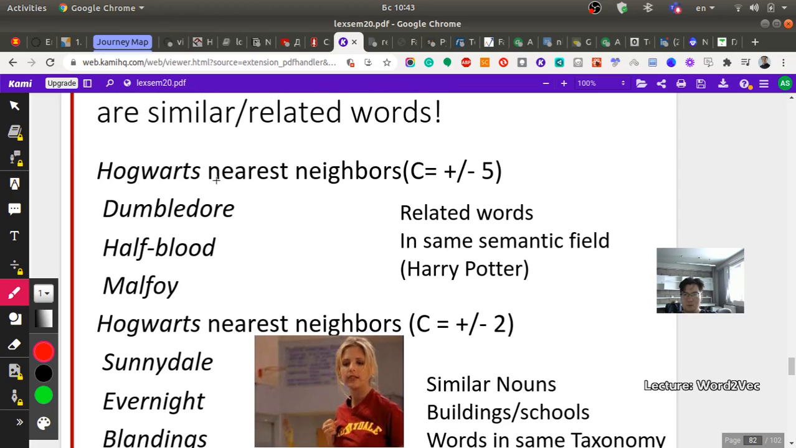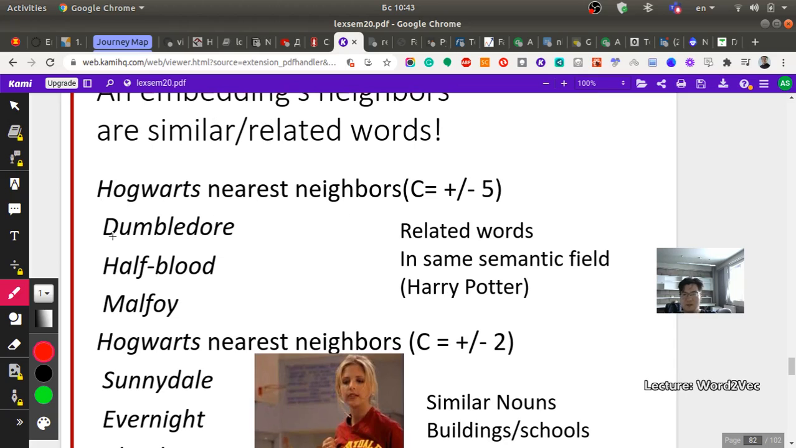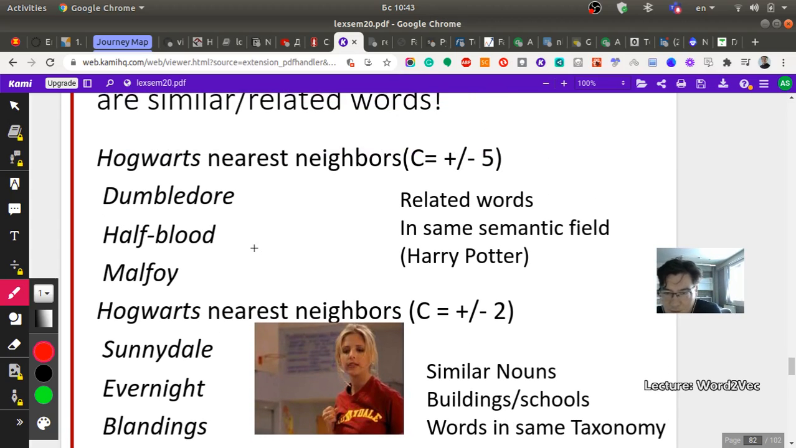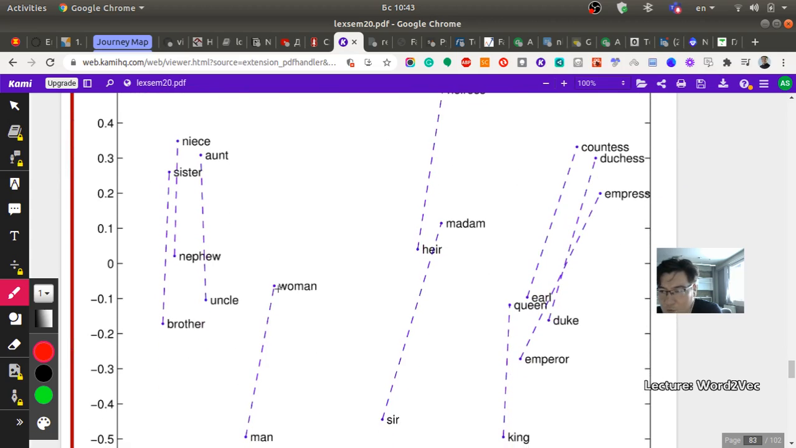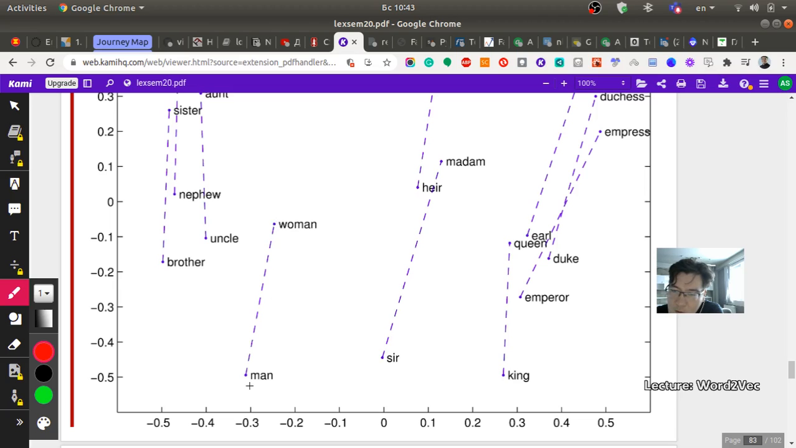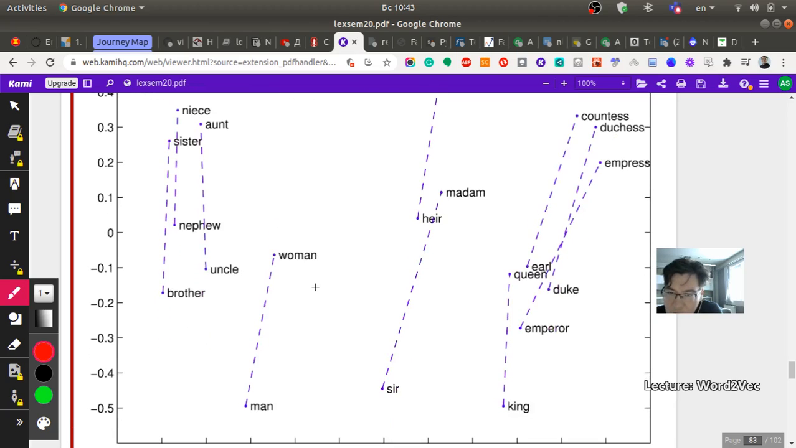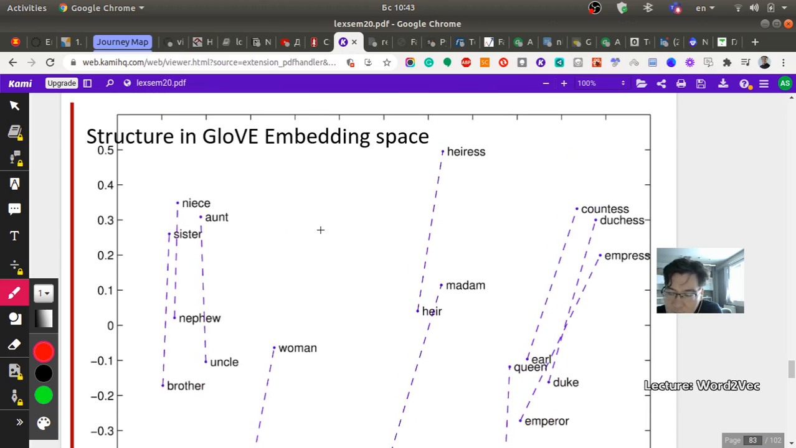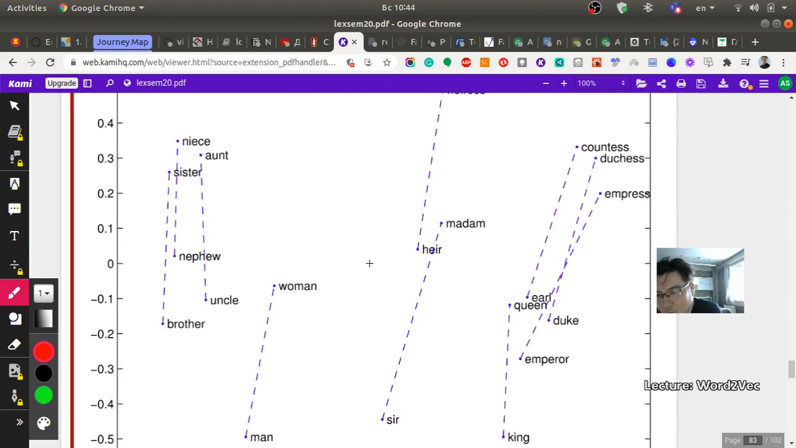For example, for the word Hogwarts, the nearest neighbors are Dumbledore, Half-Blood, Malfoy, because they are similar to each other. And this also showed us very interesting things, like the word woman was near the word man in this direction. This is in GloVe. So you see that woman is in a similar direction from man as madame and sir, queen and king, empress and emperor, countess and earl, duchess and duke, niece and nephew.